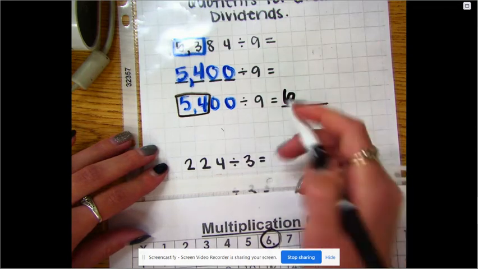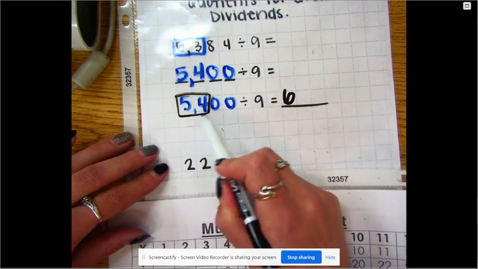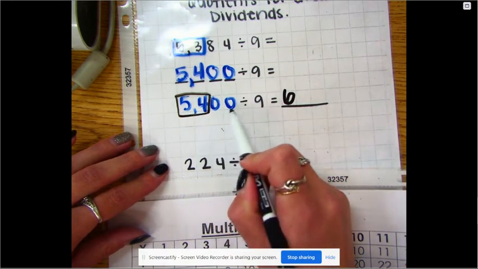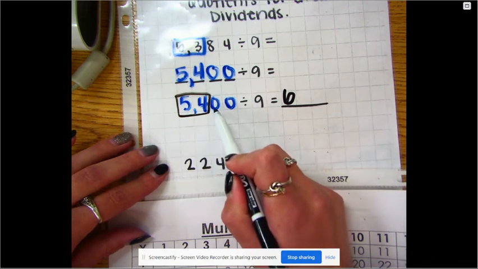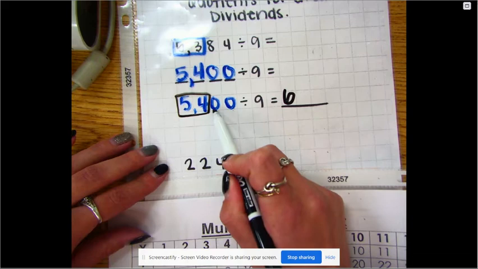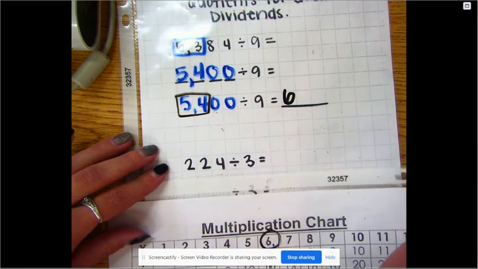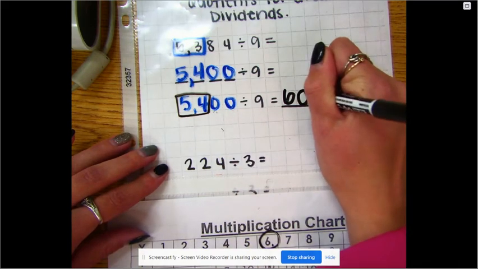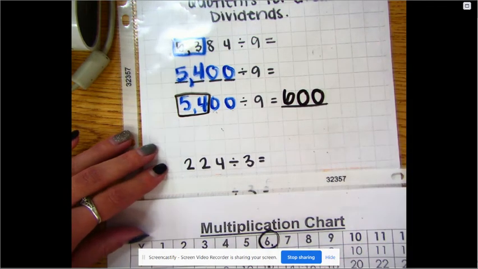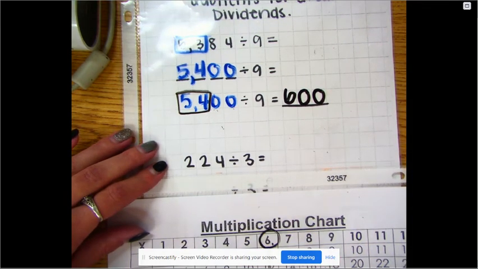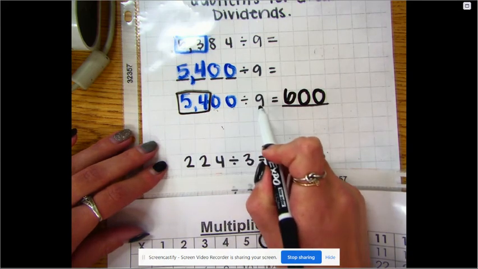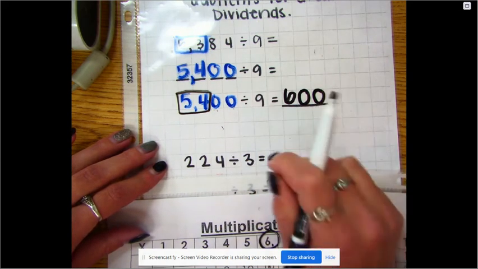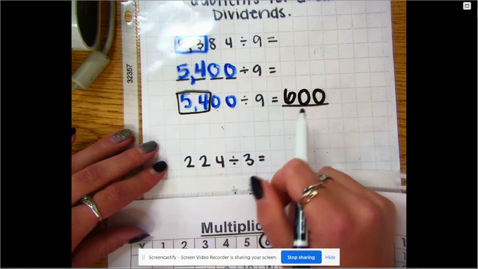Now I go back to my dividend, to my largest number in my division equation. How many zeros did I have left? 2. So I'm going to add 2 zeros to my quotient. Now if I look, I know that 5,400 divided by 9 equals the quotient 600.